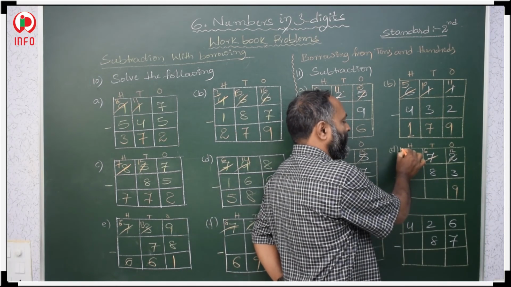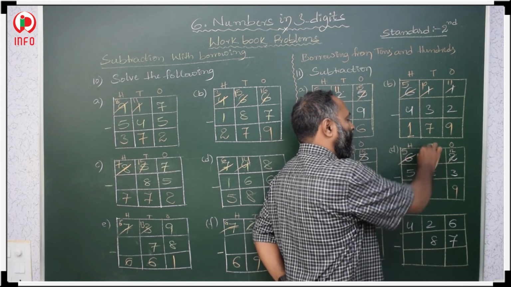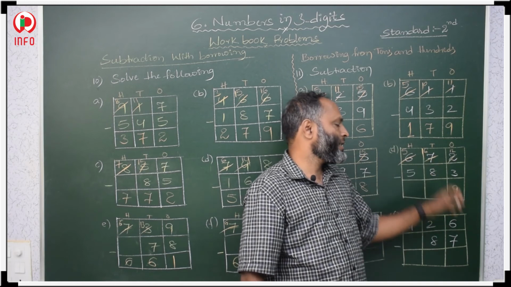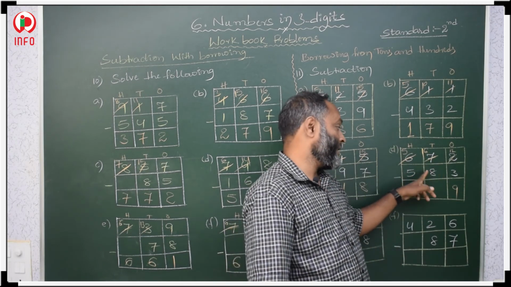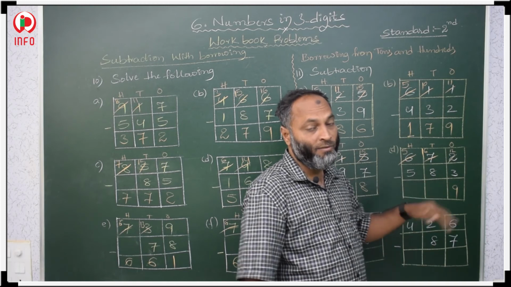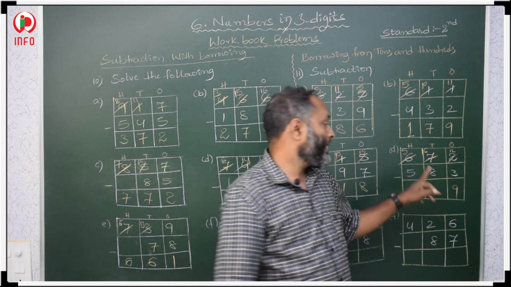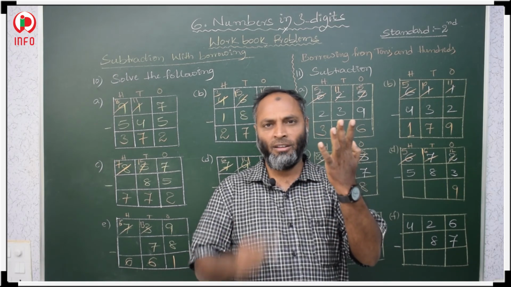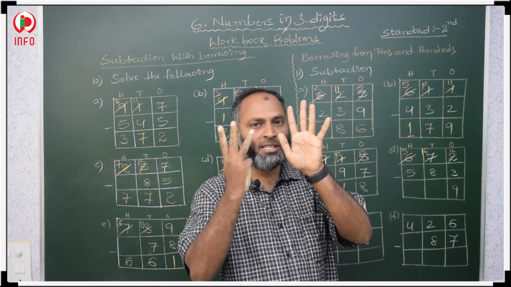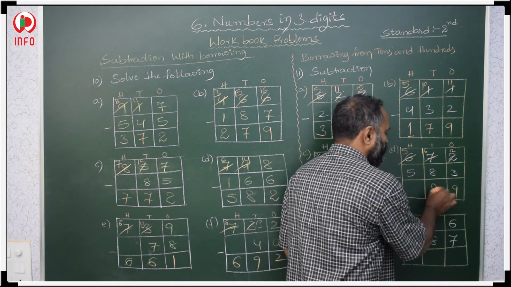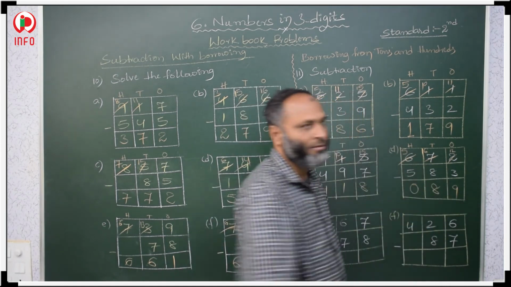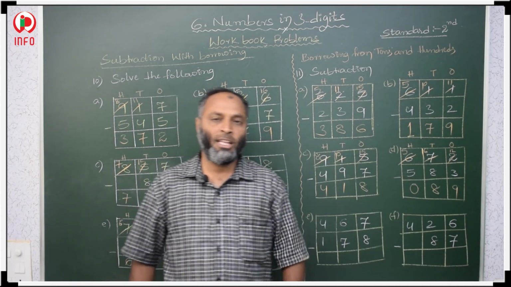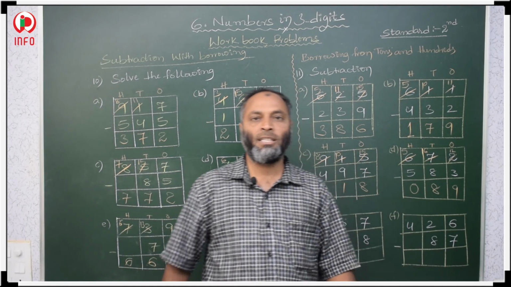6 minus 8 we cannot minus, so we have to take borrow. Here it will decrease by 1, here it will increase by 10, it is 16. 16 minus 8, it means from 9 to 16 we have to count, not 8. Already 8 is here, so we count from 9. 9, 10, 11, 12, 13, 14, 15, 16. It is 8. 5 minus 5, 0. Same number minus same number is 0.